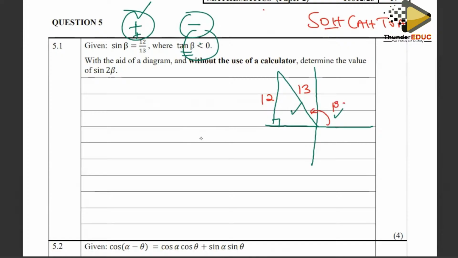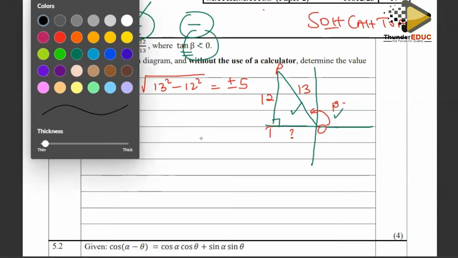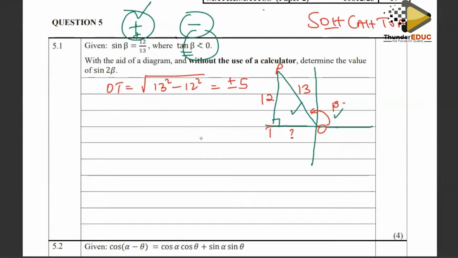And then we need to find the missing side. So use your Pythagoras. If we call this P, call this T, no stress, it tells us that our OT is going to be the square root of 13 squared minus 12 squared. That's going to give us plus or minus 5. But the fact that OT is on the left-hand side of the Cartesian plane, this is going to be negative 5. So that's all you need. You probably have 1 mark for that and then 1 mark for the Pythagoras.